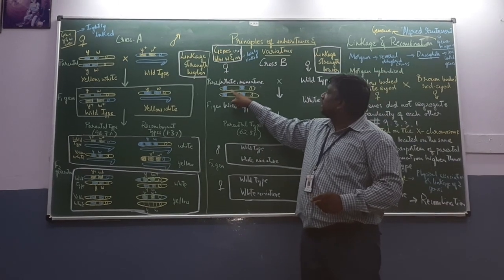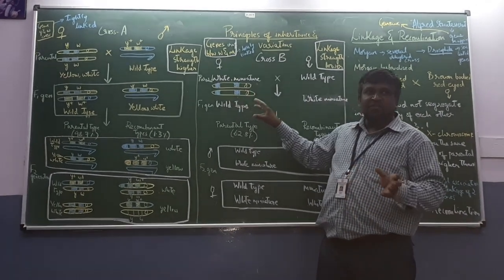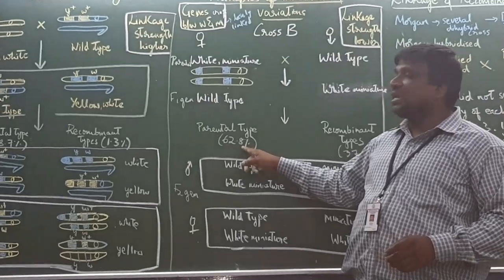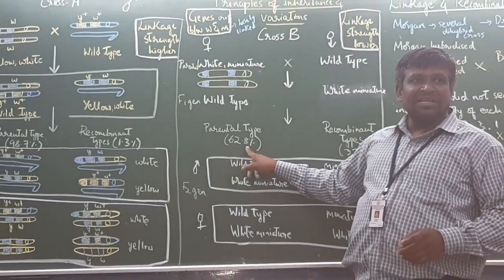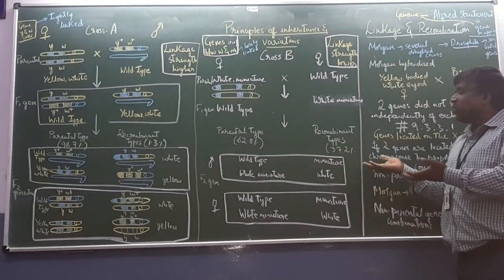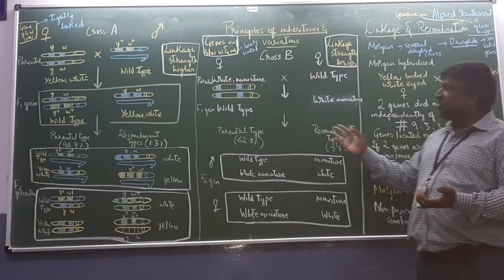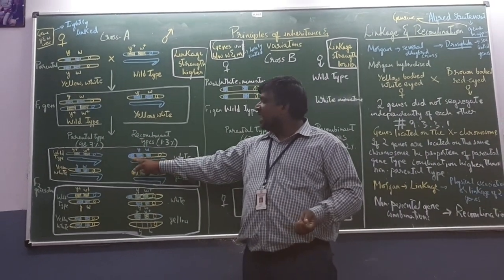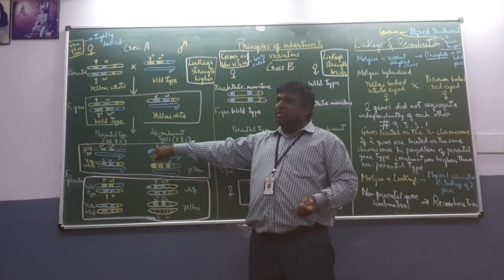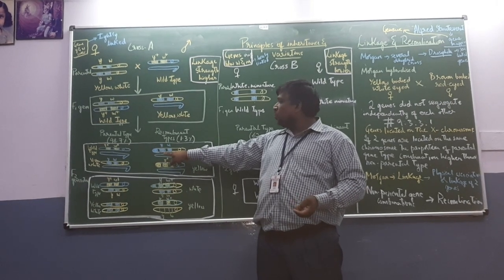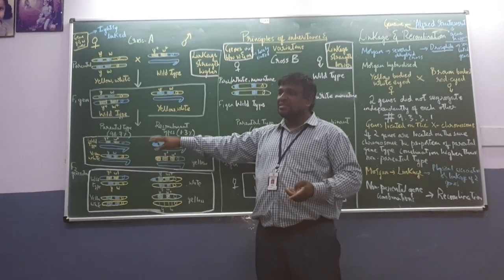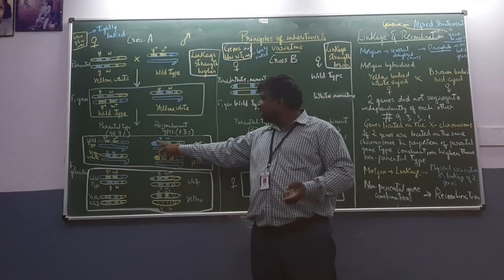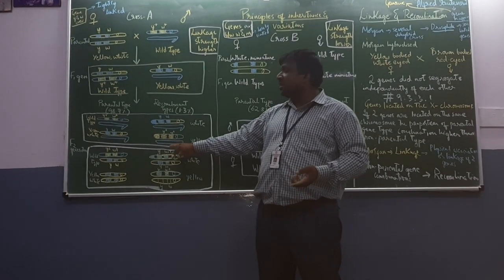See, the distance between these two genes is far. So what you can notice is the parental type would be a lesser percentage, and the non-parental types, or recombinant types, would be higher. And wherever there are recombinant types, I have attached one part of the paternal chromosome to another part. That is, paternal and maternal, there is a genetic recombination which you have done.